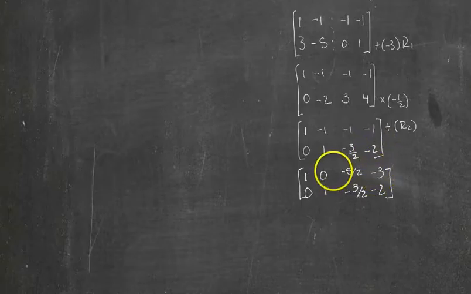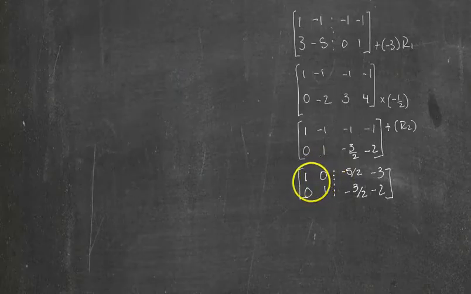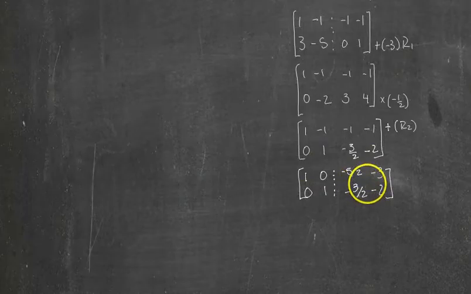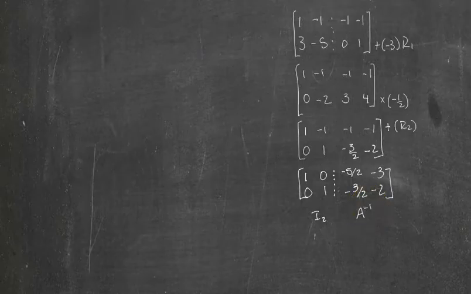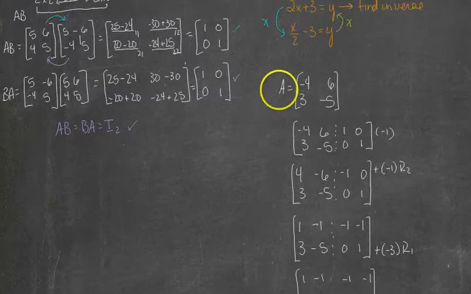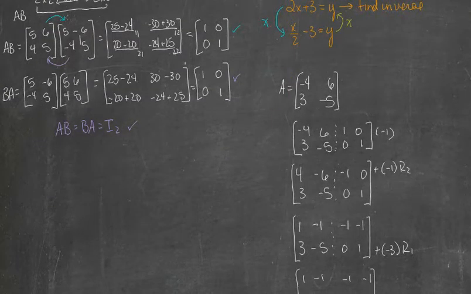So there I am. I have converted my original matrix into the identity, and in the process of carrying out the exact same row operations, I've converted the identity into the inverse. So this is the identity matrix. This is A inverse, and the matrix we started with is A.